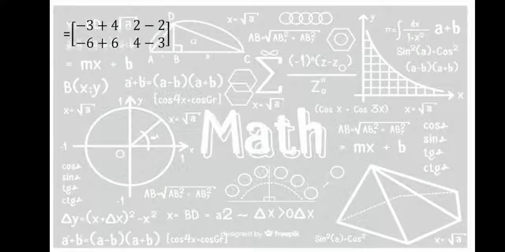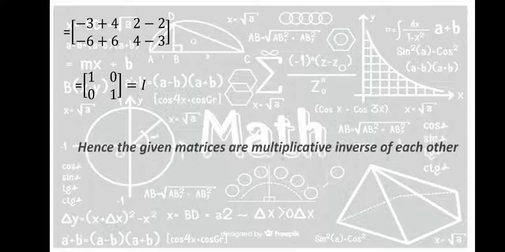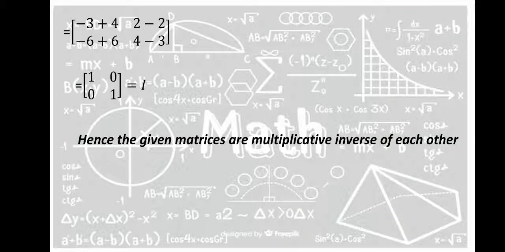So here is the equation: -3 plus 4, 2 -2 in the first row, -6 plus 6 and 4 -3 in the second row. So -3 plus 4 is 1, 2 -2 is 0, -6 plus 6 is 0, 4 -3 is 1, so it is equal to identity. So hence the given matrices are multiplicative inverse of each other.